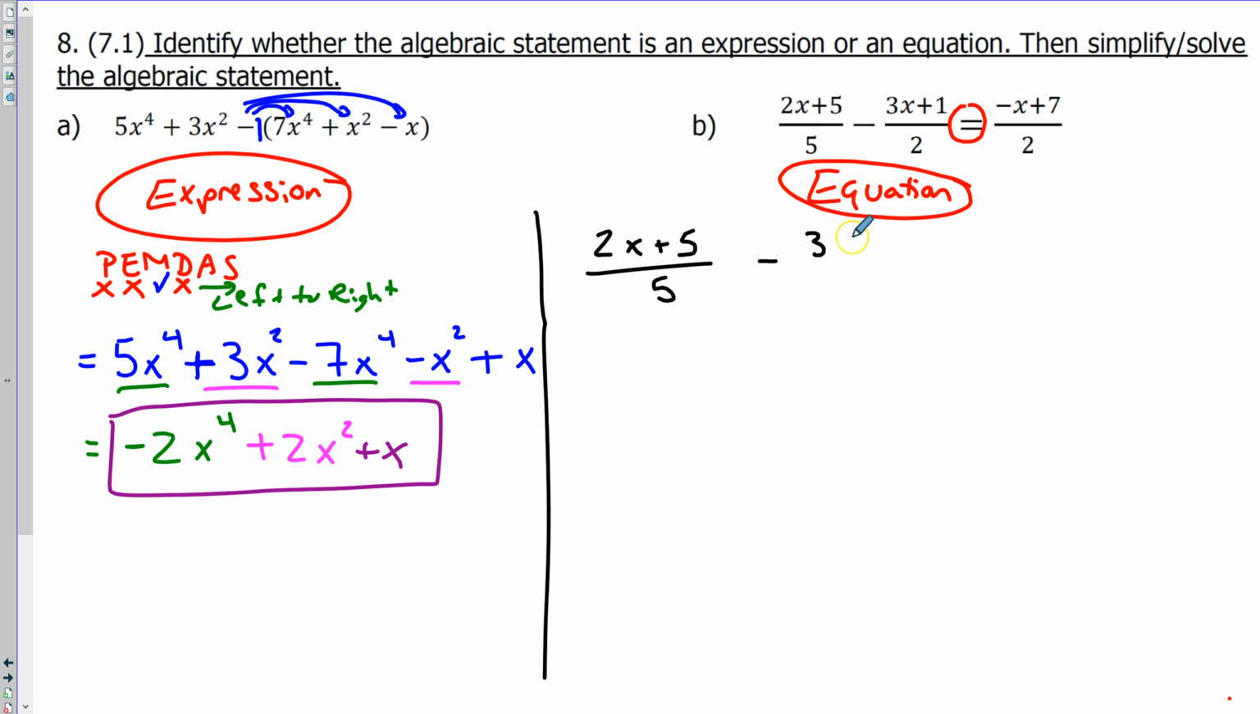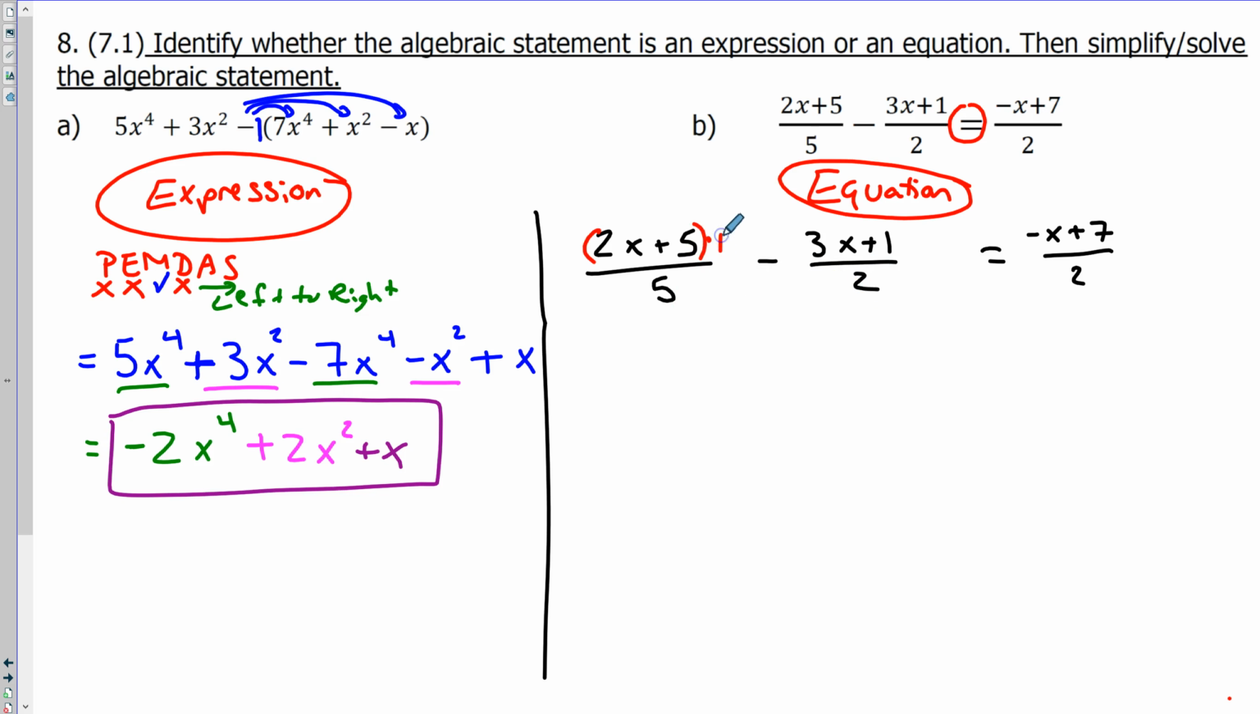So one way I could approach it is by getting a common denominator that I have to do because I'm subtracting two fractions on this left side of my equation. So I can do that. It works just like any other fraction. You need a common denominator. Between 5 and 2, the best I can do is 10.